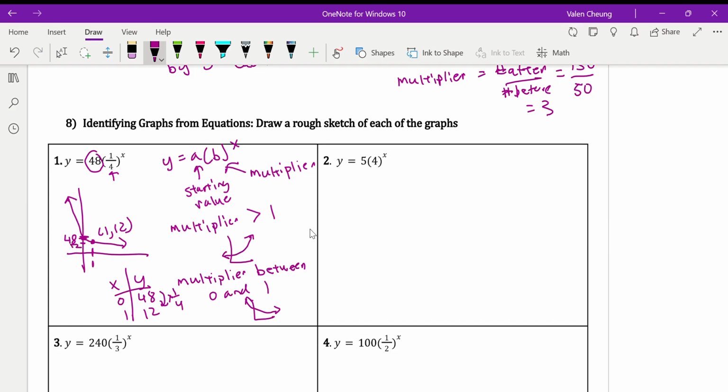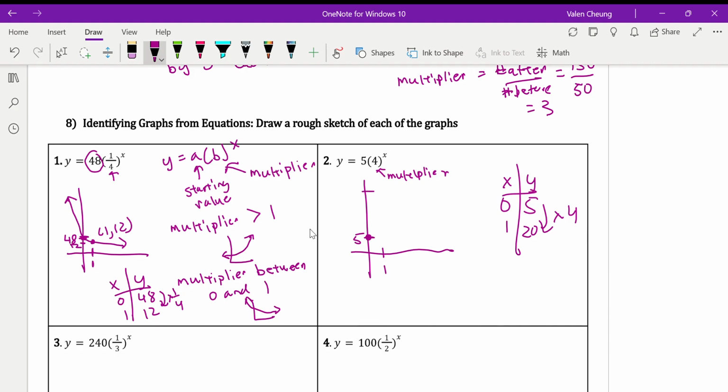Okay, number 2. Starting value is 5. So why don't I make a tiny xy table? Figure 0, we got 5. Then times 4. Multiplier is 4. And you're going to get 20 for figure 1. So 0, 5 over here is your first point. And then 1, 20 is your next point. And we know that the multiplier is greater than 1, so it's going to be curving up.